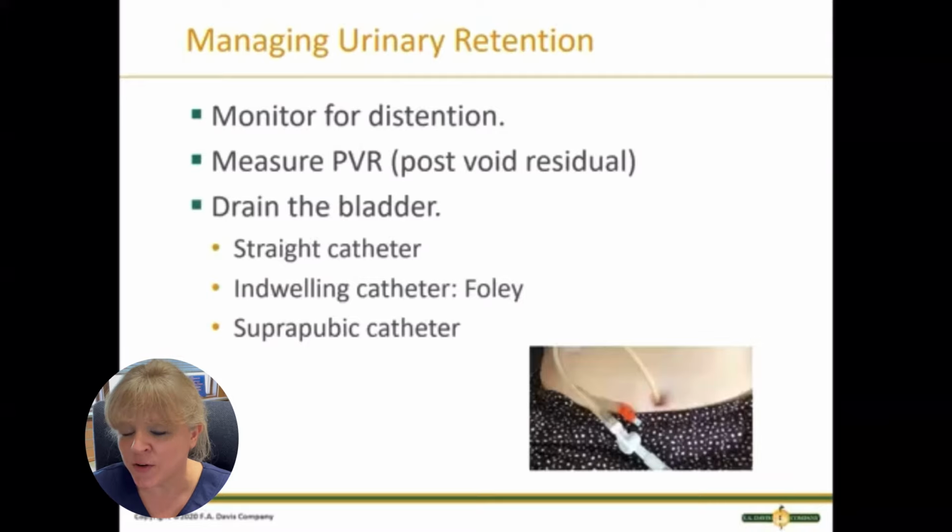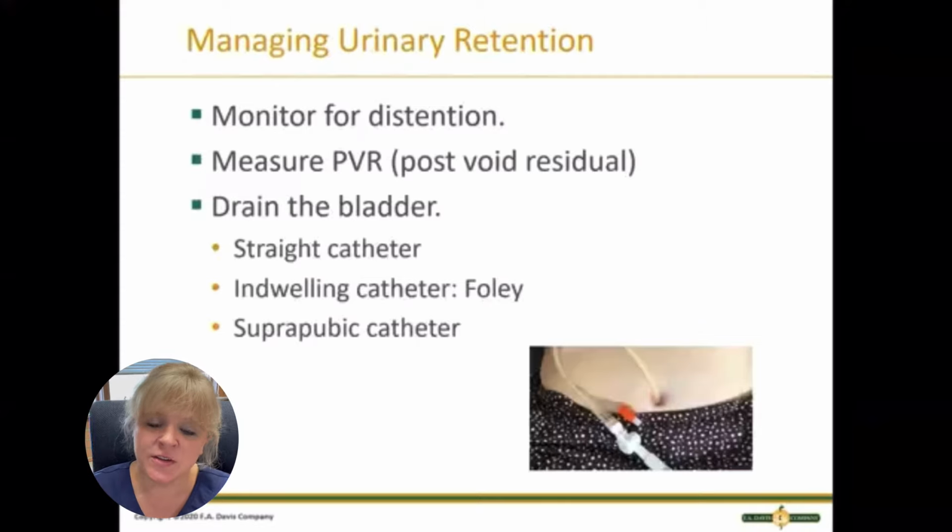So a straight catheter, like we've done in the lab, is a single lumen tube, and that's inserted just for the immediate drainage of the bladder. And then after that bladder is empty, or after you get your urine specimen, you remove the catheter and you throw it away. And then the patient will go back to urinating just on their own.